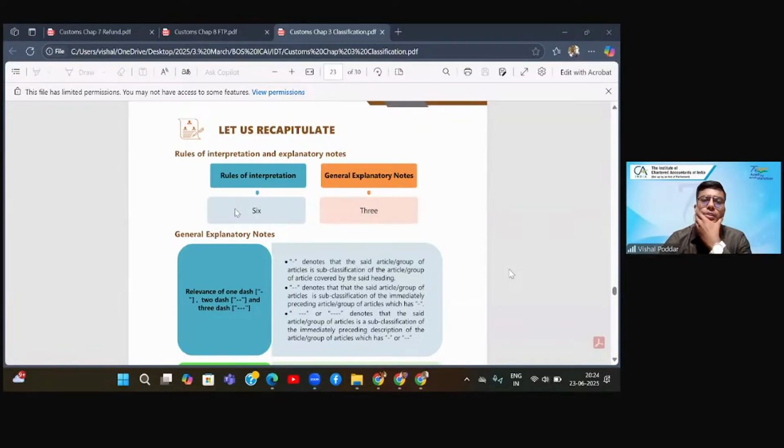Now, what is this chapter of classification? Let us understand this. See, classification is what? When you are importing or exporting goods, you need to determine the correct rate of duty, maybe even tariff value, and also the relevant other schemes which are applicable, the relevant exemptions. Now, all this is linked with the HSN. HSN is the Harmonized System of Nomenclature.